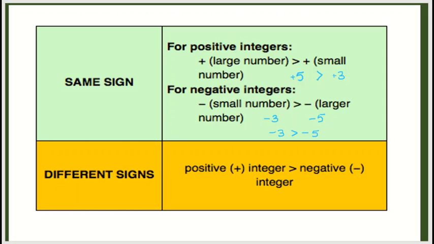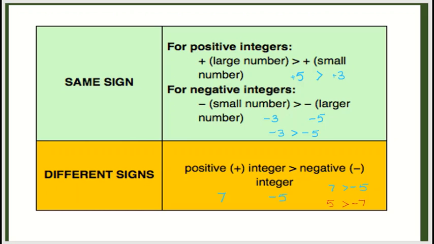Whereas in the case of different signs, I have taken one positive and one negative. Always the positive integer is greater than the negative integer irrespective of its numeral value. Let me take one example. You take 7 and minus 5. Always 7 is greater than minus 5. Or you take 5 and minus 7. Always 5 is greater than minus 7.